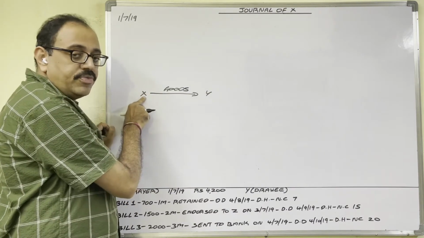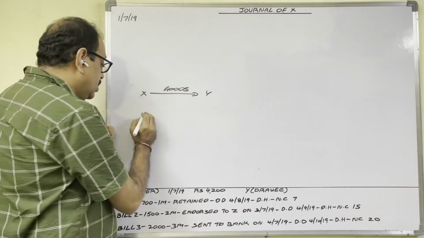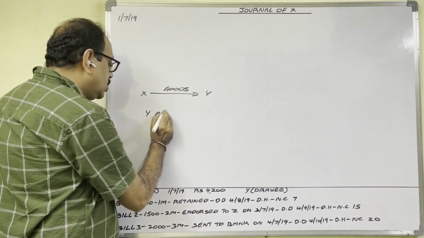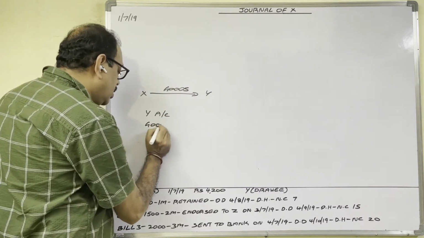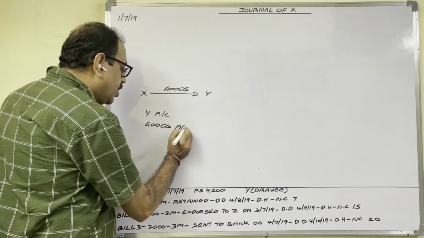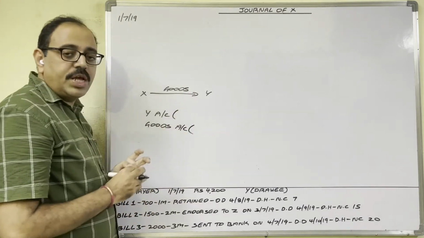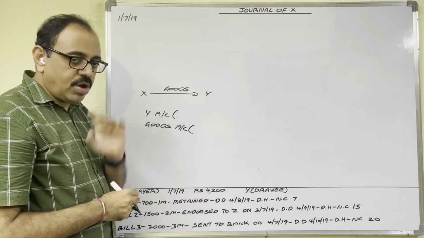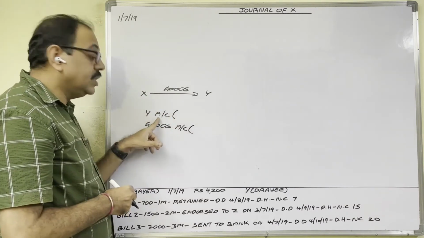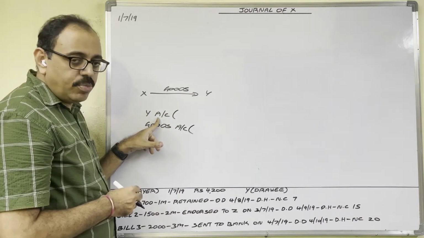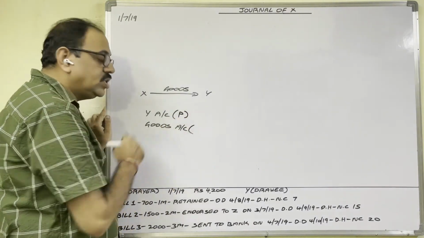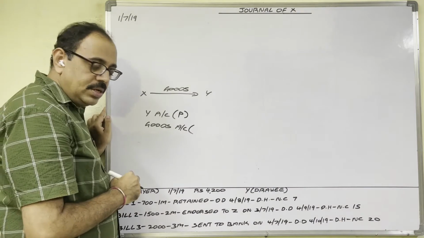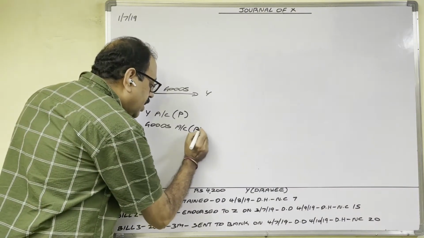Think from X's point of view. There are 2 accounts. To Y he sold the goods, so Y account is 1 account. From him goods are going, so goods account is 1 account. Accounts are of 3 types: personal accounts, real accounts, nominal accounts. Y is a person's name, and with the person's name we open this account, so it is a personal account. Goods account: goods means asset, and assets come under real account.